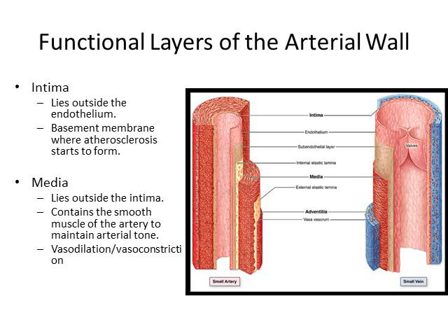So the next layer is the intima, which just lies outside the endothelium. Remembering back to the atherosclerotic process, so it is the basement membrane where atherosclerosis starts to form. So just outside of that is the media. So this is the area within the arterial wall that contains the smooth muscle cells, and it maintains the arterial tone because of these smooth muscles. And it should come to no surprise that the main function behind that is vasodilation and vasoconstriction.